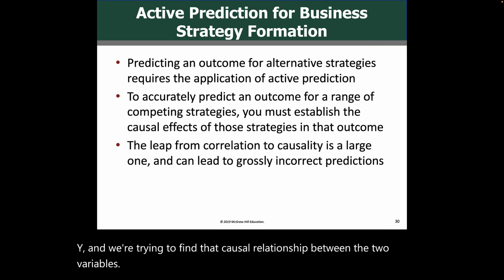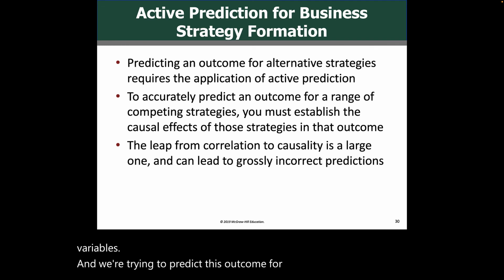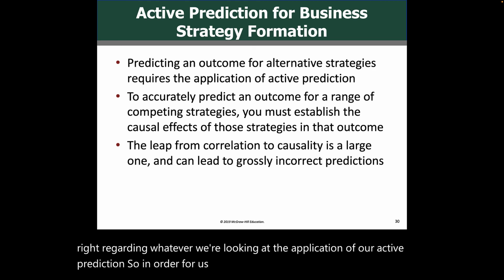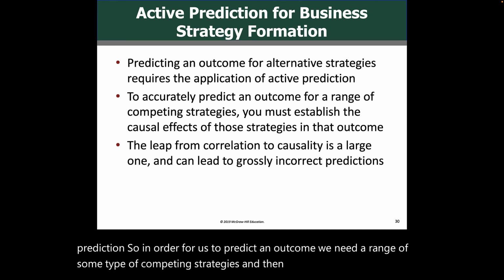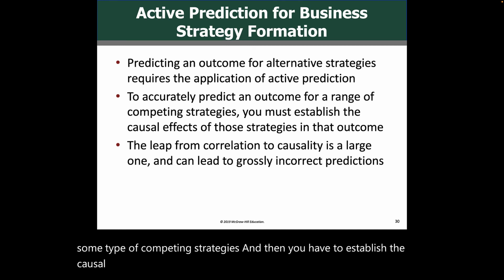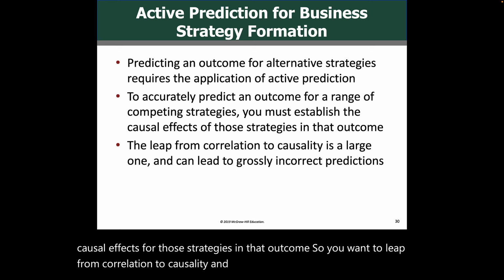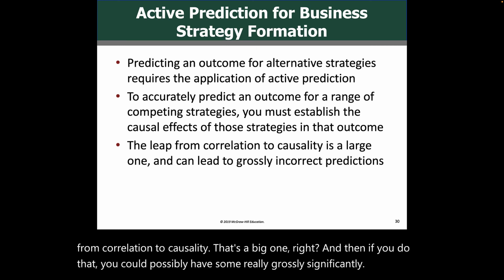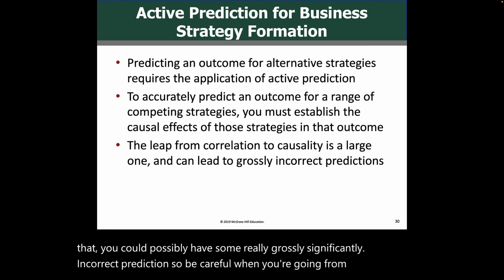And we're trying to predict this outcome for several different strategies, right, regarding whatever we're looking at, the application of our active prediction. So in order for us to predict an outcome, we need a range of competing strategies. And then you have to establish the causal effects for those strategies on that outcome. So you want to leap from correlation to causality. That's a big one, right? And if you do that, you could possibly have some really grossly, significantly incorrect predictions. So be careful when you're going from correlation to causality.